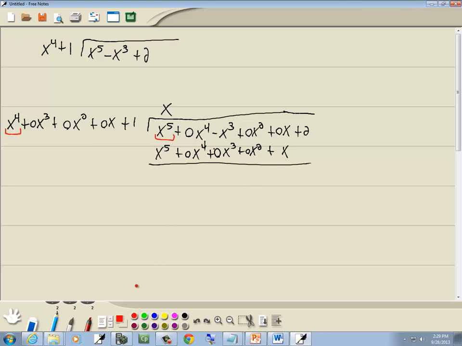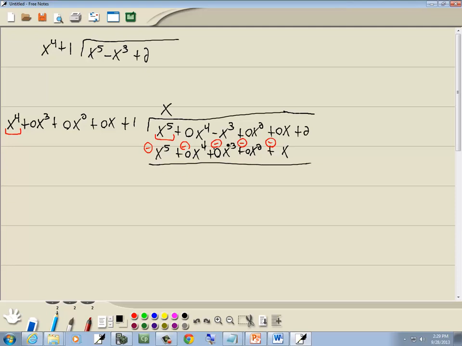Now we're going to subtract that line, which means we'll flip the signs. So this becomes negative. Even though 0 doesn't have a sign, I'll still be consistent and flip those signs too. And this x becomes negative. X to the fifth minus x to the fifth drops away. 0x to the fourth minus 0x to the fourth drops away.